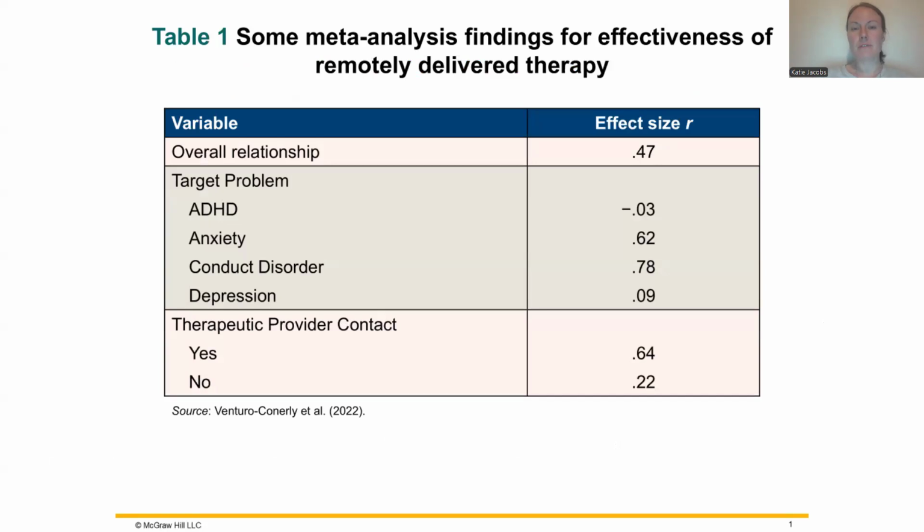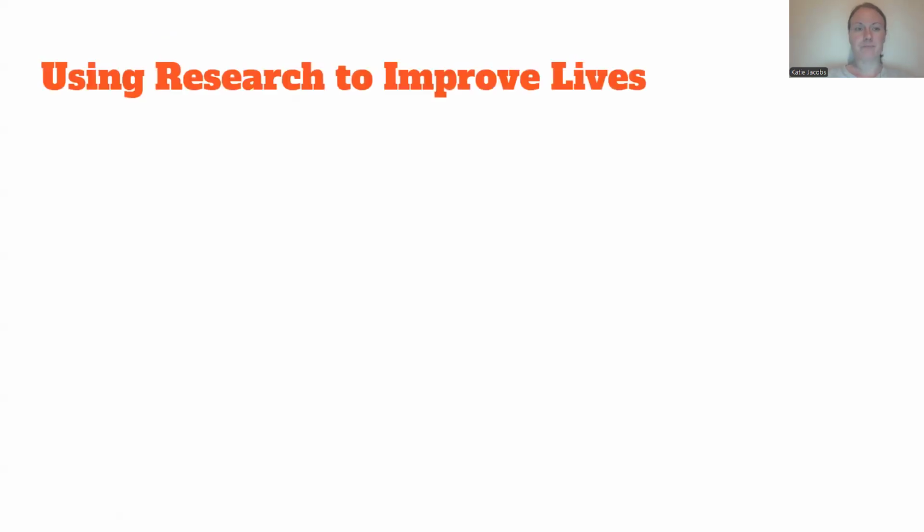So here's an example of what some meta-analysis findings might look like for the example that was on the previous page. Typically, we'll look at different things. So in this situation, they're looking at effectiveness of remotely delivered therapy for different conditions. Target problems include ADHD, anxiety, conduct disorder, and depression. And you can look at the different effect sizes to see what the findings were.